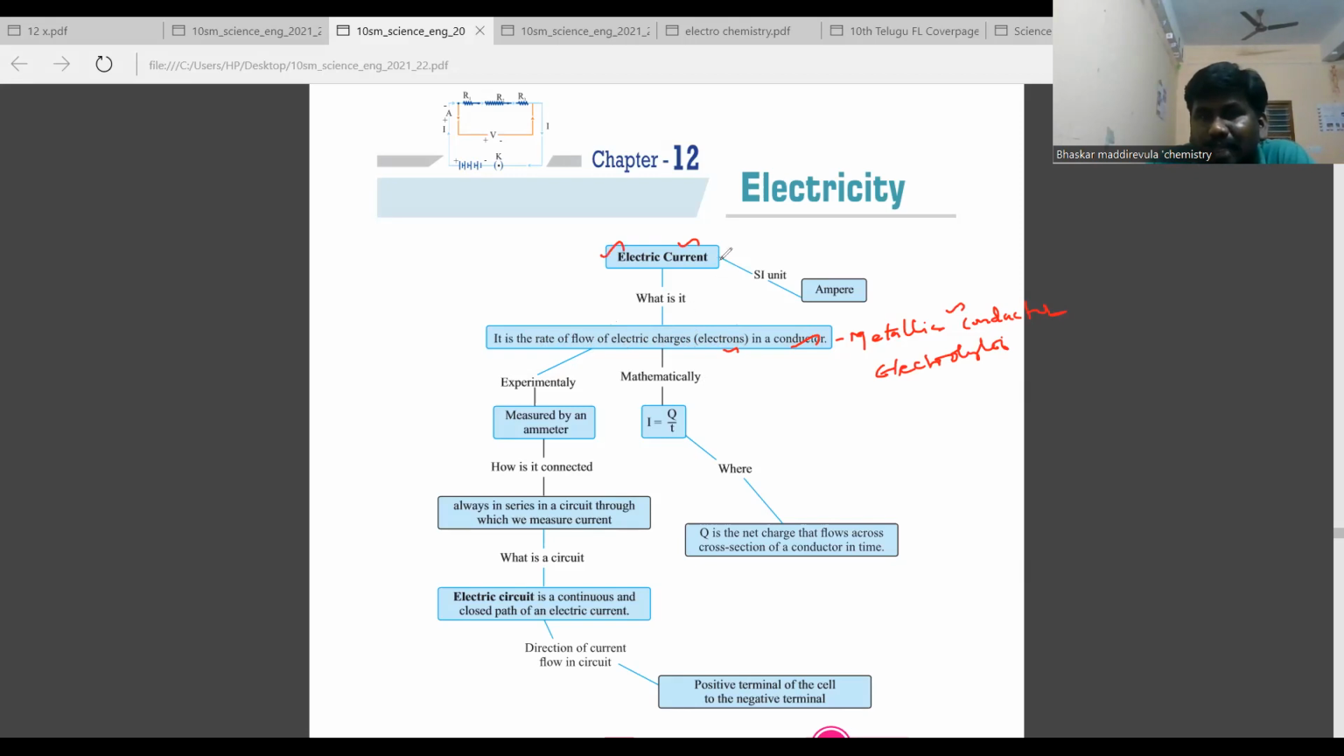So what is the unit of electric current? That is ampere. Ampere, the symbol is A. A is the symbol of ampere, the SI unit of electric current. And how can we express the electric current mathematically? Electric current we can express in terms of charge per unit time, where Q is the charge per time.